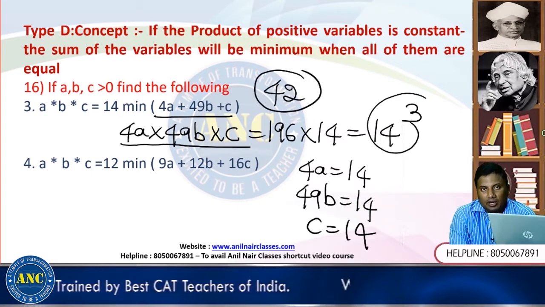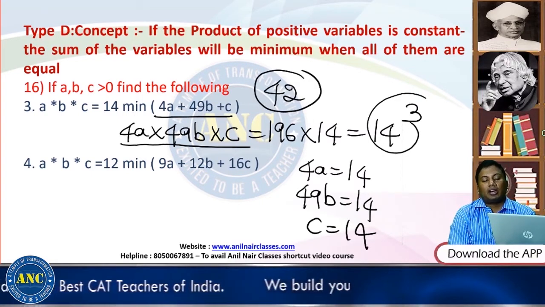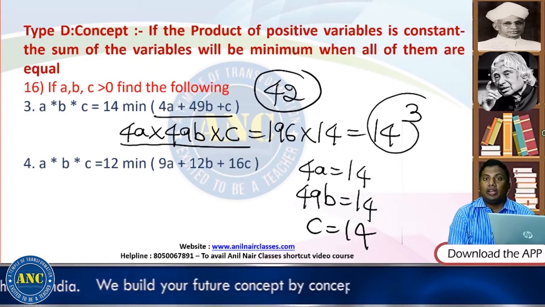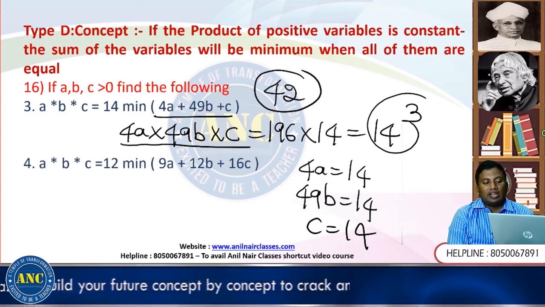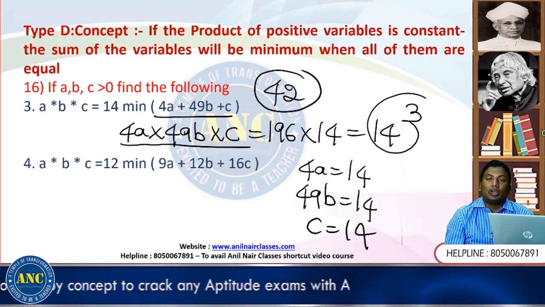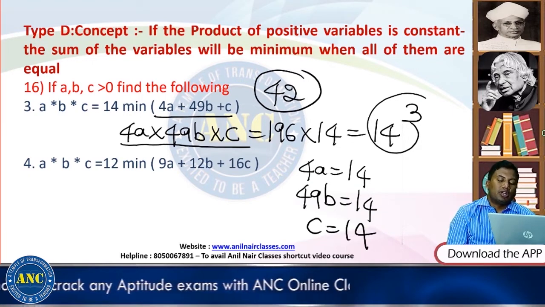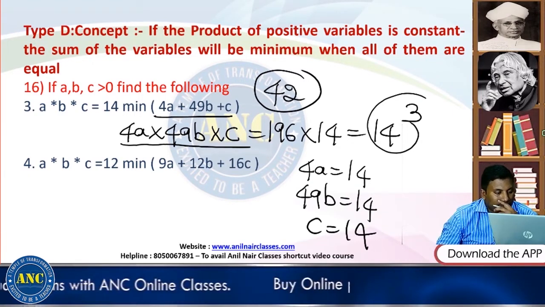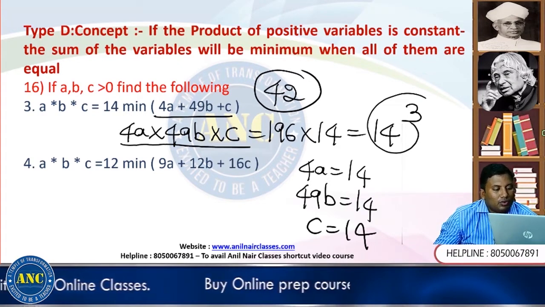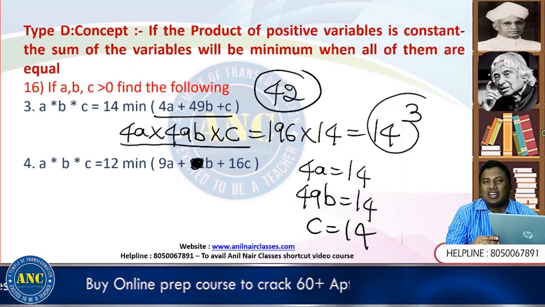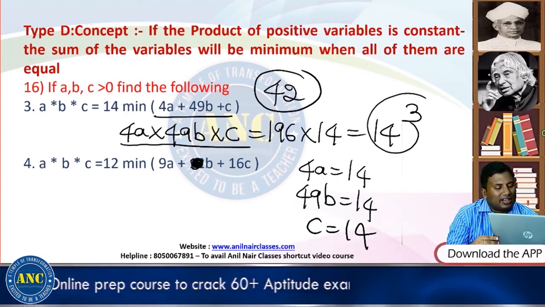Sum of these variables is minimum when the product of the variables is constant. 4A into 49B into C, it is 196 into 14, which is 14 cube. 14 cube means each value should take 14. 4A is 14, 49B is 14. Right? So what you do is, you make this only as B, otherwise unnecessarily irrational values you will get.